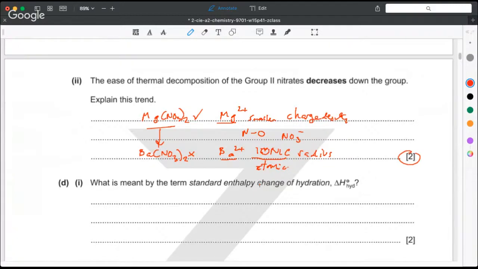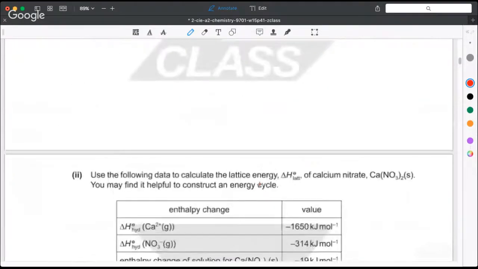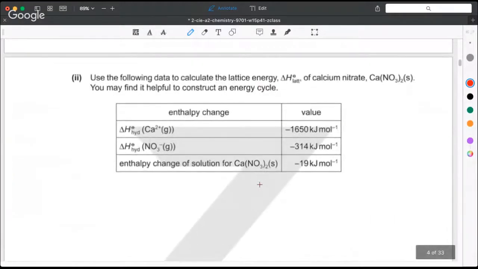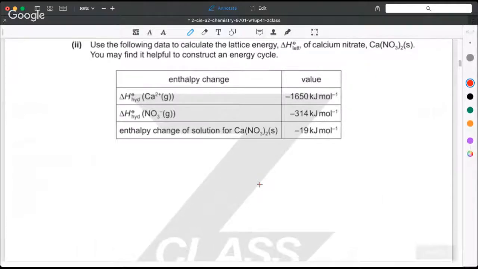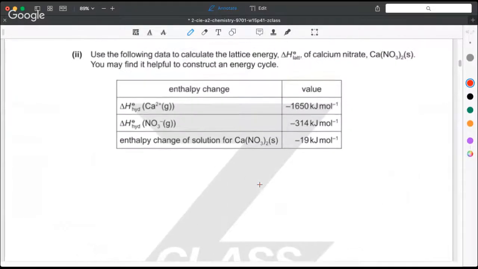All right, there's a definition there, you can look that one up. Then you've got this little, well, there's a big hint there, isn't it? You've got to do an enthalpy calculation, and it says, oh, by the way, it's helpful to draw an energy cycle. So, you know, that's a pretty clear hint that you're expected to do that.